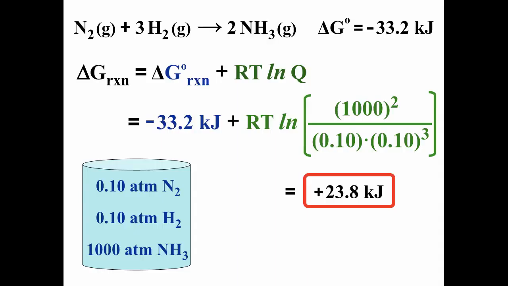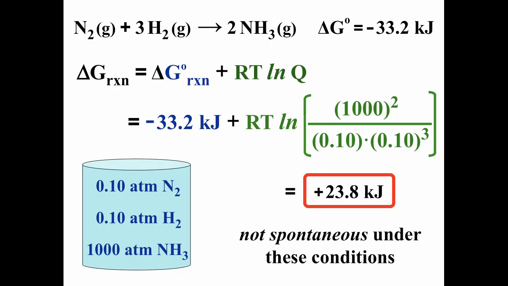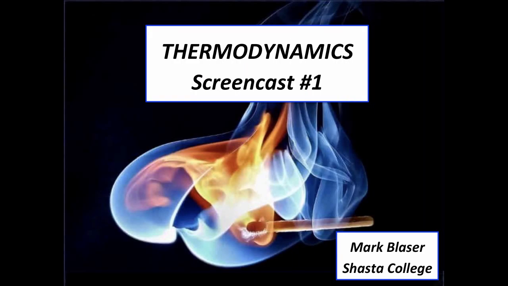What that means is, since that delta G is a positive value under these non-standard conditions, the reaction is not spontaneous. So the reaction won't make products under these non-standard conditions. And in fact, if it's not spontaneous to the right, it will be spontaneous to the left. So the reaction will go to the left, makes more N2, more H2, uses up NH3 until equilibrium is reached. And that's it for screencast number 1.